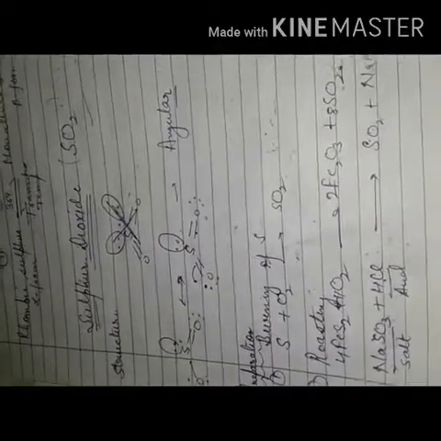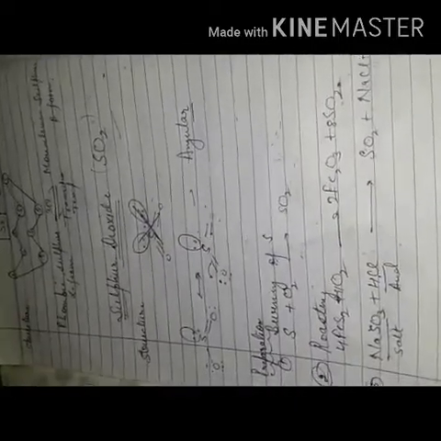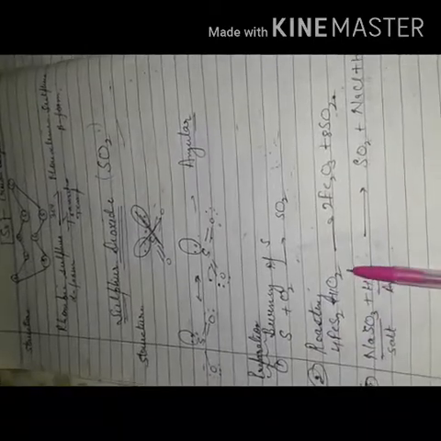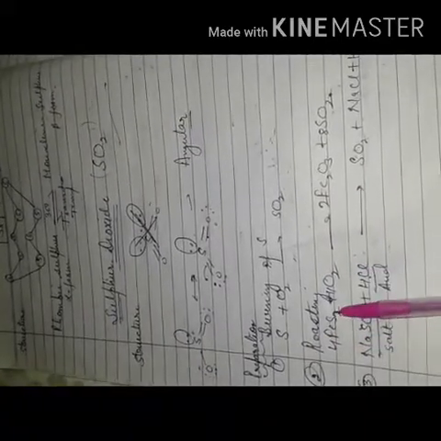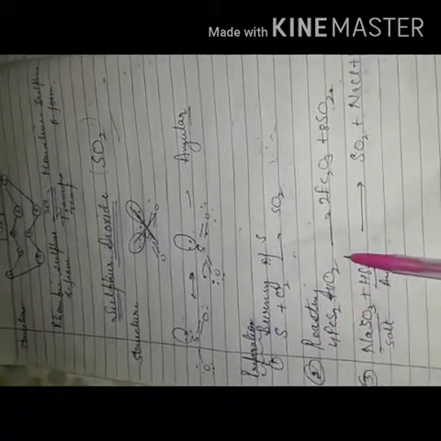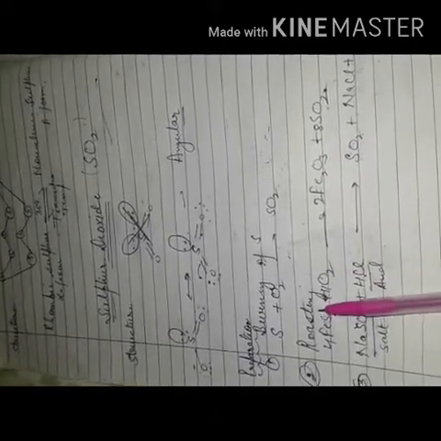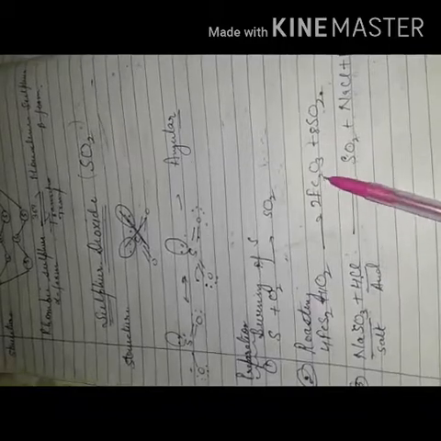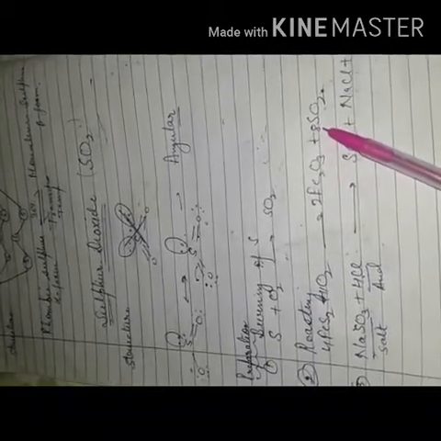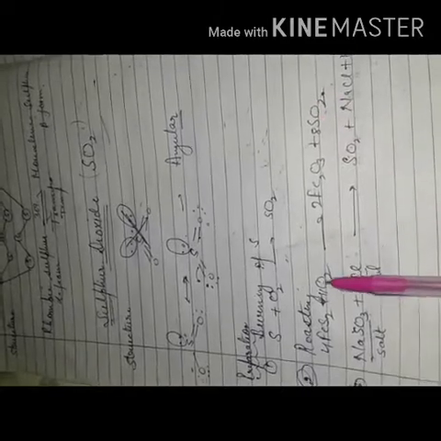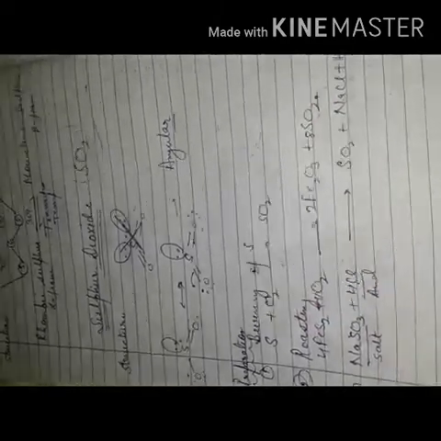Next is roasting, which we did in our lower classes, 10th also. If we take iron sulfide and heat it, we know that the heating of sulfide in the presence of oxygen, this process is known as roasting, gives oxide with the release of sulfur dioxide. The sulfur dioxide is also obtained in the roasting process.